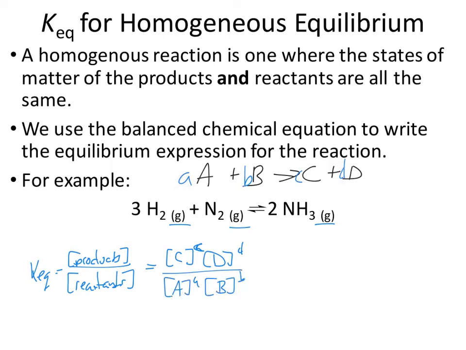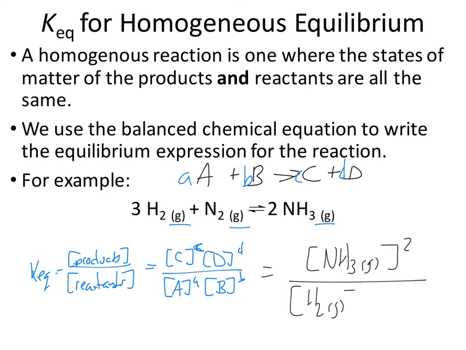Now let's apply this general equation into the equation that we have here. Our product is ammonia and our reactants are H2 and N2. And because they're all in the gas state, we can include them all into our equilibrium expression. So what we'd have is the concentration of NH3 in the gas phase to the power of 2 over the concentration of H2 gas to the power of 3 multiplied by the concentration of N2 gas to the power of 1. But because it's 1, we can leave it out.